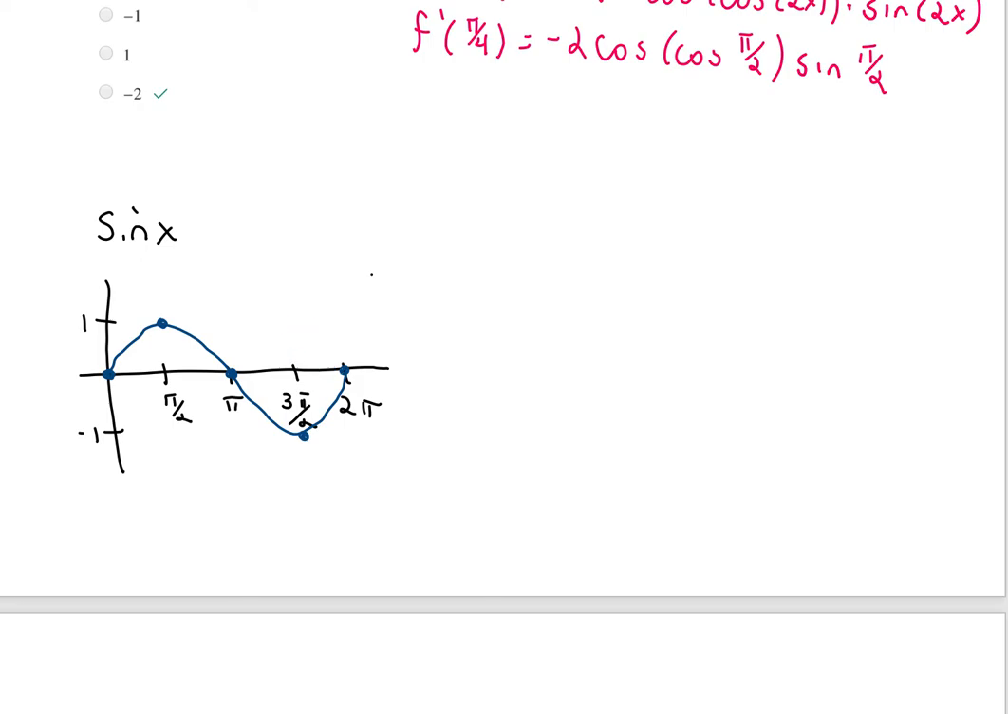And then for this problem, I needed to figure out the sine at pi over 2. So at pi over 2, my sine value is 1. So I can replace this pi over 2 sine with 1. And then you also need to know your cosine graph.